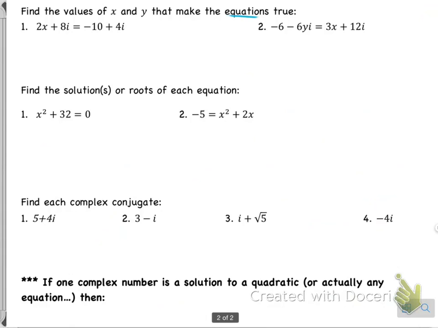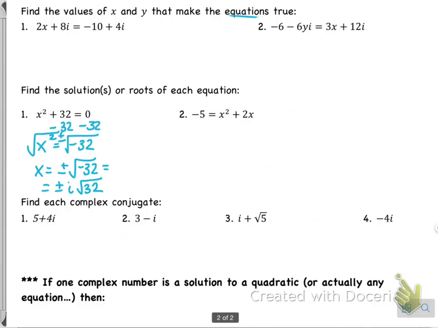Okay, so you've got x squared plus 32 equals 0. Now in this case, you can just subtract 32 to the other side, and you get x squared equals negative 32. Take the square root of both sides, and what happens when you take the square root? Yes, you get a plus or minus, and so you get x equals plus or minus the square root of negative 32. Then we just simplify that to be plus or minus i, because that square root of negative 1 pulls out, times the square root of 32.